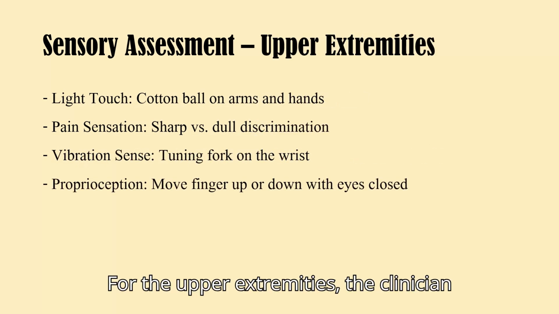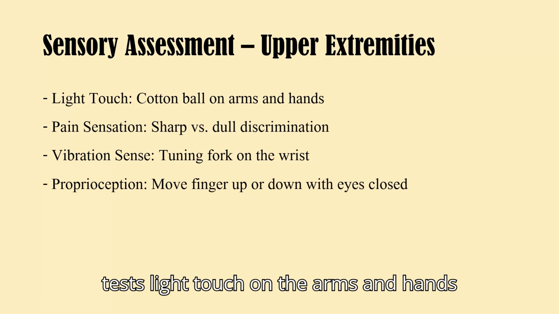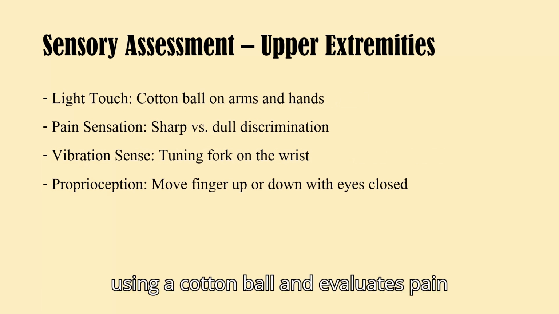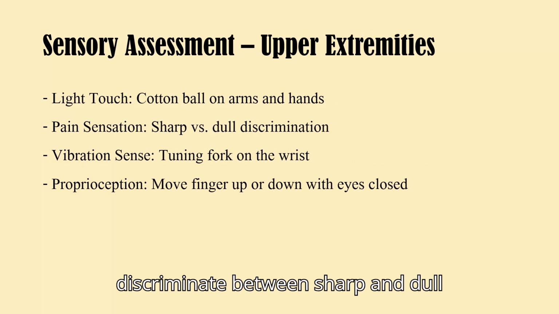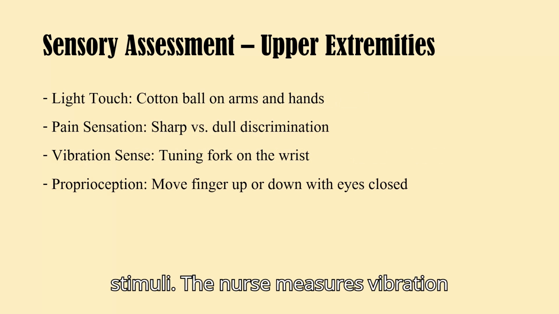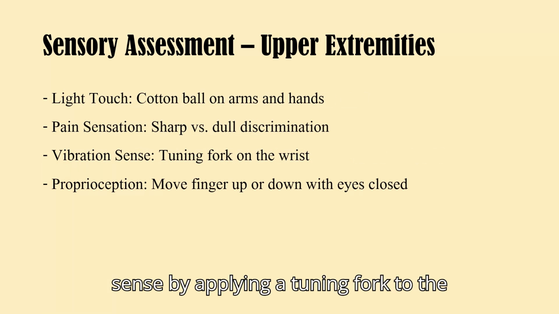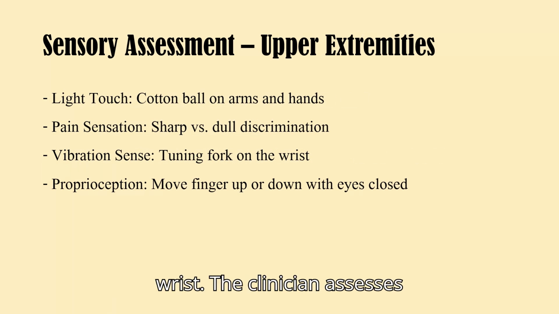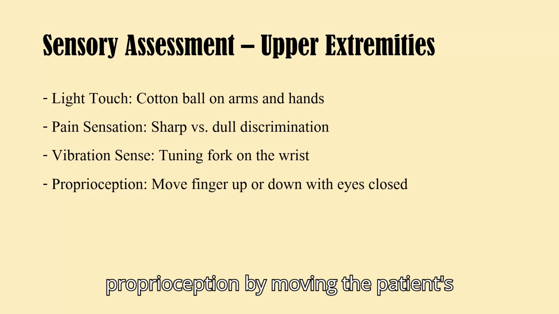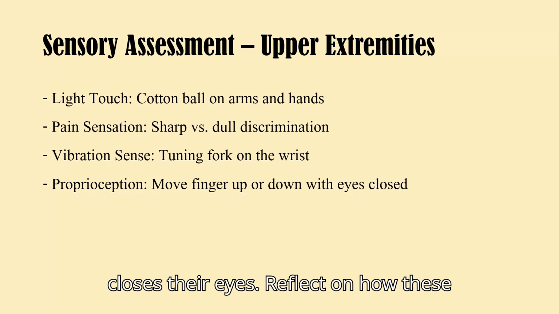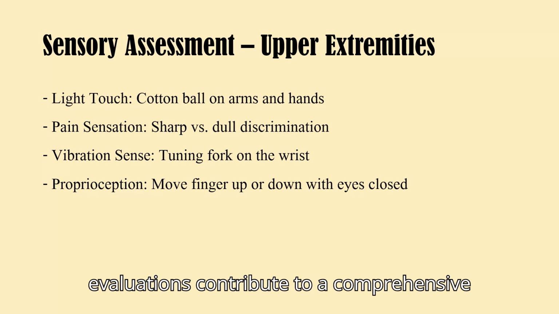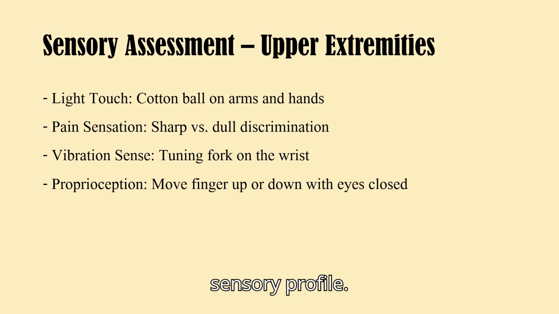For the upper extremities, the clinician tests light touch on the arms and hands using a cotton ball and evaluates pain sensation by requiring the patient to discriminate between sharp and dull stimuli. The nurse measures vibration sense by applying a tuning fork to the wrist. The clinician assesses proprioception by moving the patient's finger up or down while the patient closes their eyes. Reflect on how these evaluations contribute to a comprehensive sensory profile.